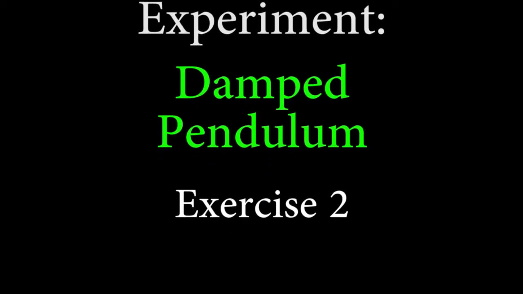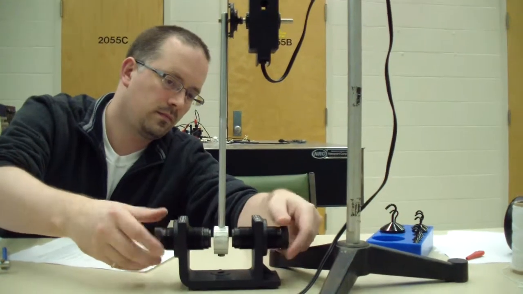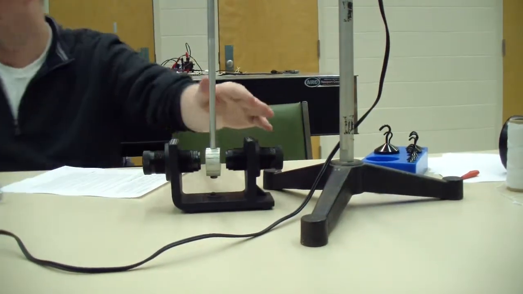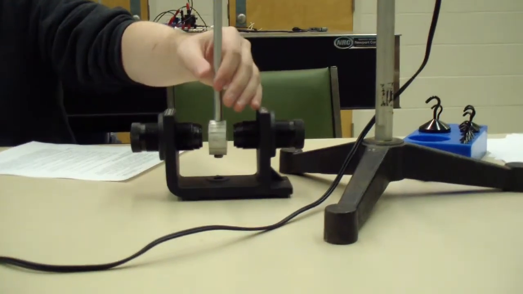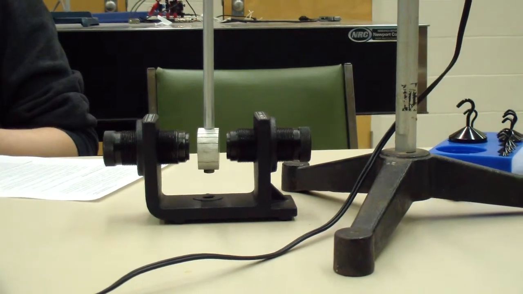In exercise 2, we'll be setting up an underdamped system and measuring the damping coefficient. Place the magnet around the pendulum bob. Unscrew the magnets as shown, such that the bob swings through in an underdamped fashion. You may use any or all of the pendulum bobs for this exercise.